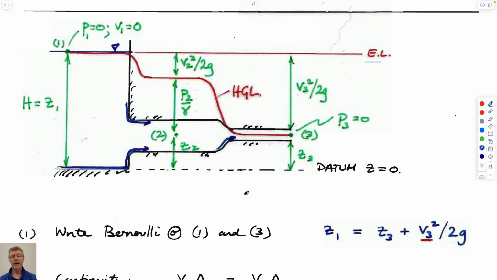We know that if we take this as our datum here, as z equals 0, then if the velocity in this big tank is equal to 0, then that would be P0, pressure 0, and velocity 0. So this would be the location of the energy grade line.